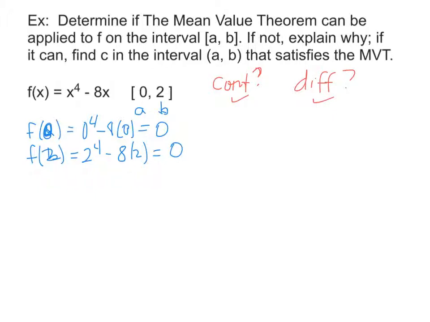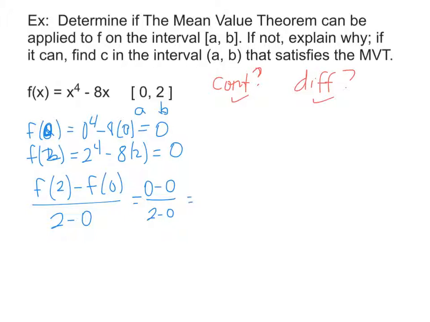Okay, so let's find our slope of this line. This is going to be 0 minus 0 for my y values, 2 minus 0 for my x values. Well, 0 divided by anything is 0. Okay, so it's not always going to be this way, but this one's going to be like Rolle's theorem in that this line is horizontal. Okay, so now we need to find our derivative of the function, f prime of x.